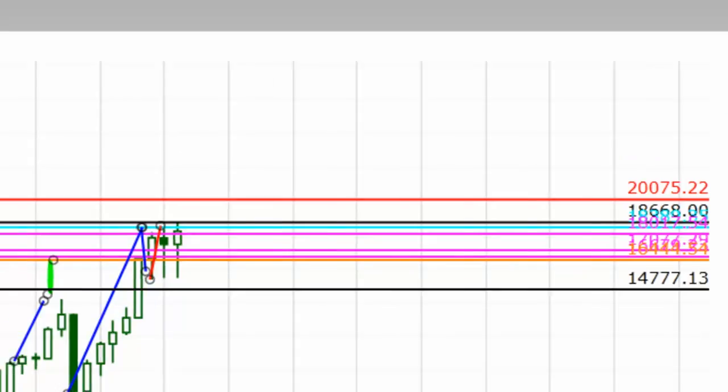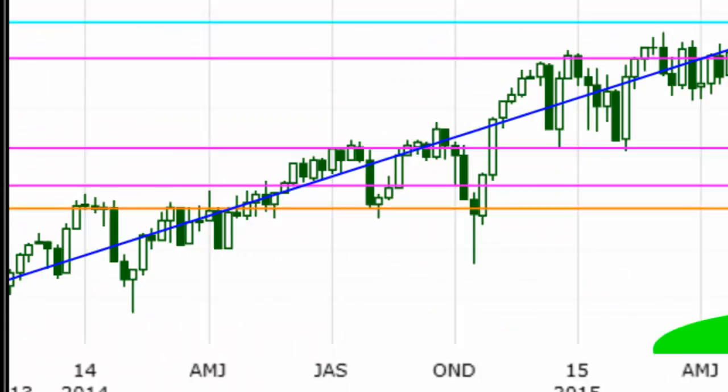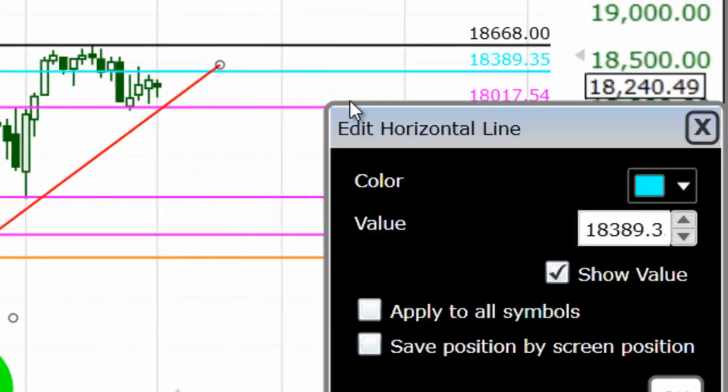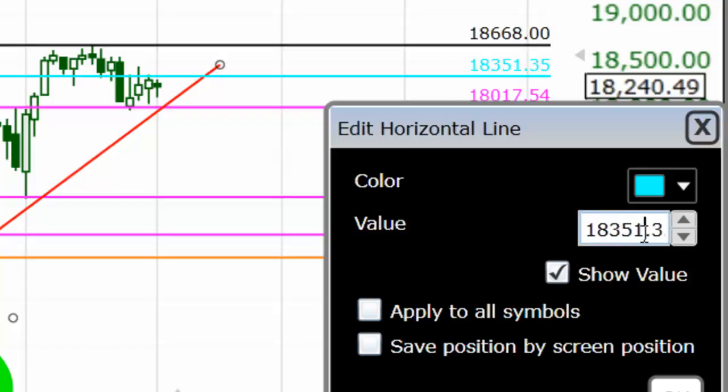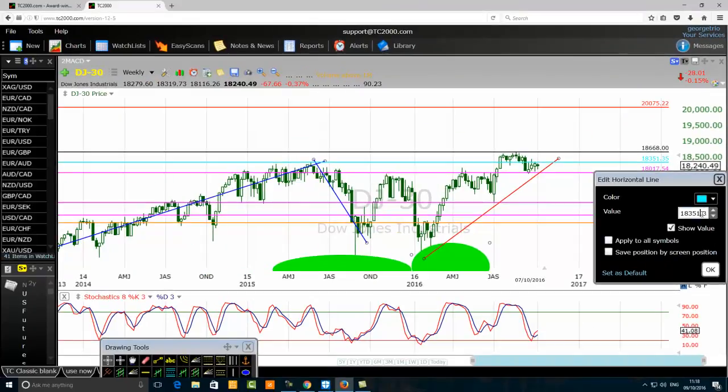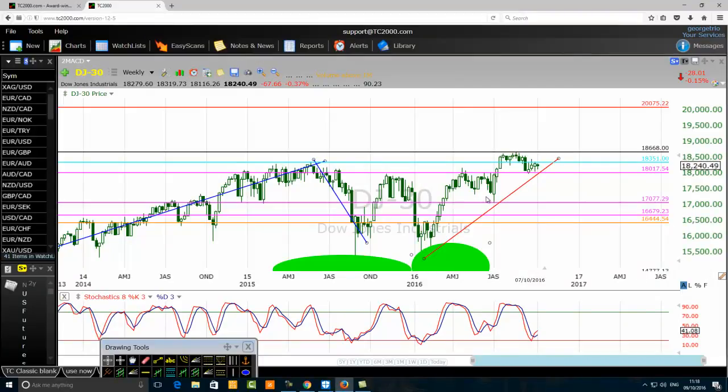All right. So if I change my time frame now and I go to the weekly chart and we see 18351, I'm going to adjust this one and change it to 18351 on my chart. It is the line that is in turquoise. Can you see it? Bear with me, traders. That's the level here. That's the turquoise line here, 18351.